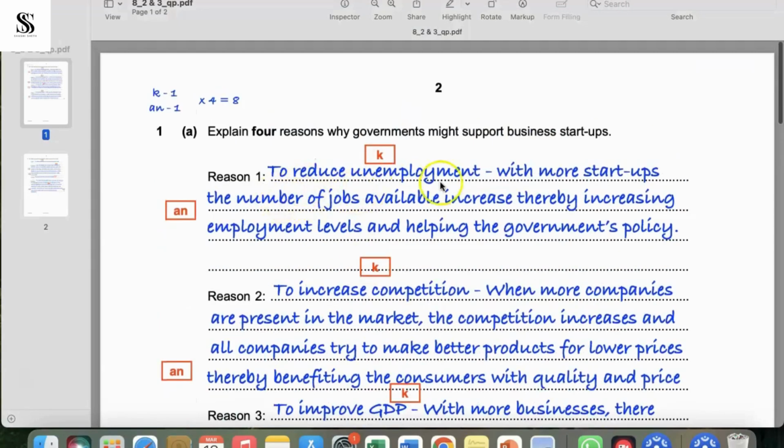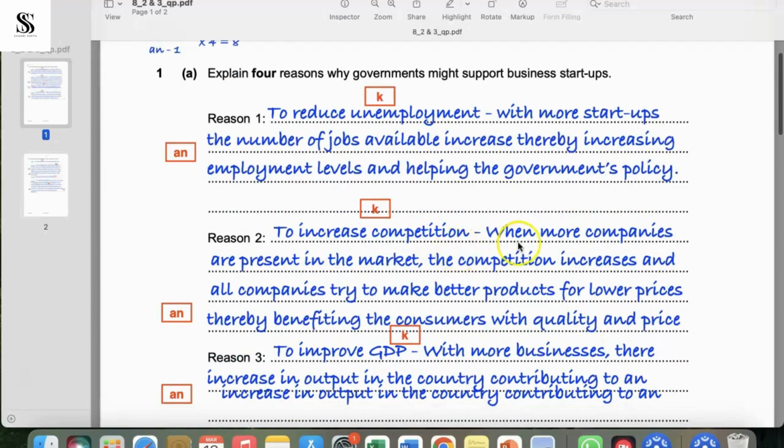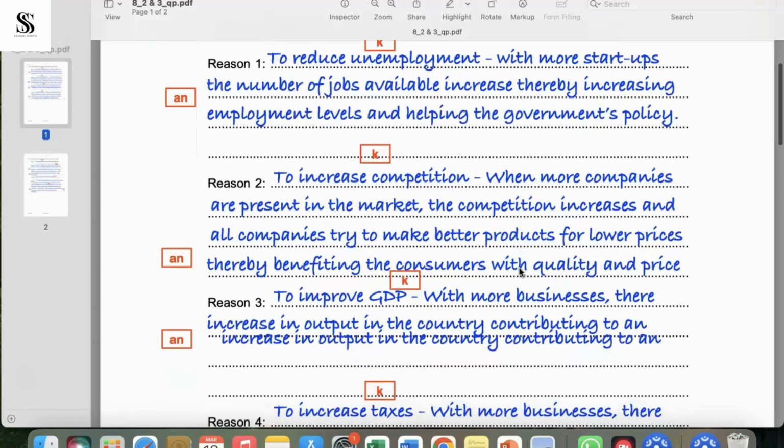To reduce unemployment, with more startups, the number of jobs available increase, thereby reducing unemployment levels and helping the government's policy. To increase competition, when more companies are present in the market, the competition increases and all companies try to make better products for lower prices, thereby benefiting the consumers with quality and price. So you will have to end each of these sentences with the final impact.